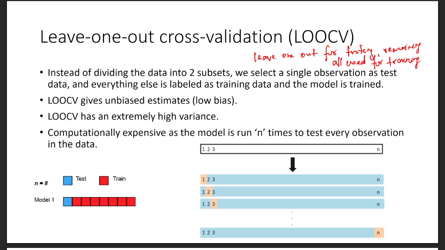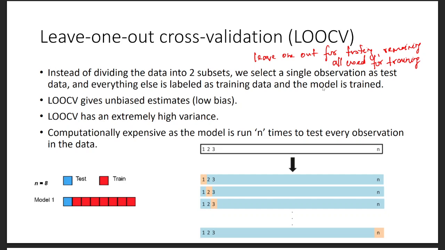Then we have leave-one-out cross validation. How it works: instead of dividing data into larger subsets, a single observation is chosen as the test data and everything else is used to train the model. So what is the benefit? The benefit is it provides unbiased estimates. The drawback is it has extremely high variance and is computationally massive, because the model must run n times to test every single observation.